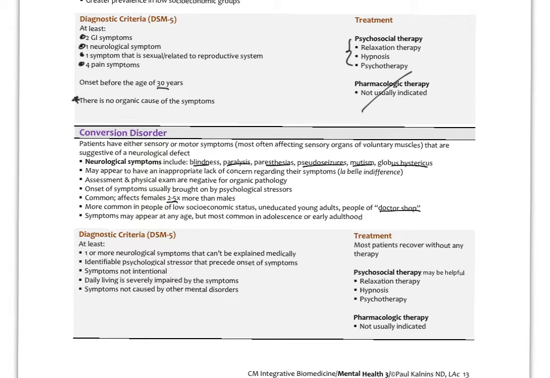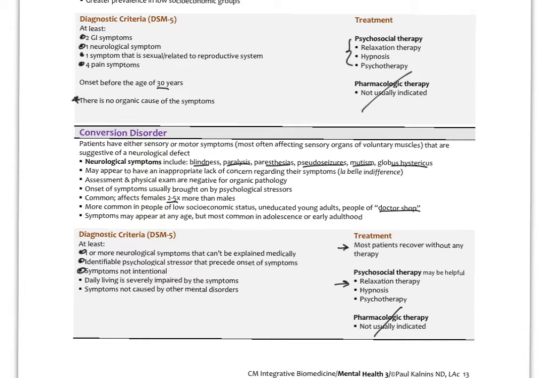The criteria here are one or more neurologic symptoms that can't be explained medically, and identifiable psychological stressors that precede the onset of symptoms. Symptoms are not intentional, daily living is severely impaired by the symptoms, and the symptoms are not caused by other medical disorders. Most patients recover over time, and again, reassurance is often the main strategy we use. But relaxation therapy, hypnosis, that sort of thing might be helpful. Again, pharmacologic therapy is not indicated.